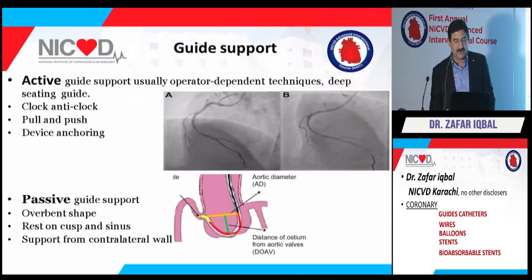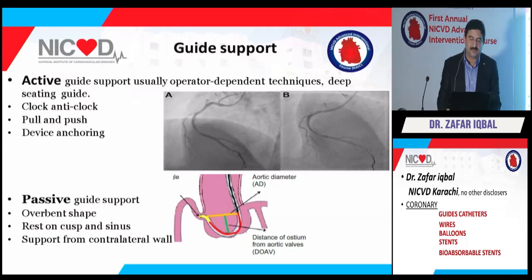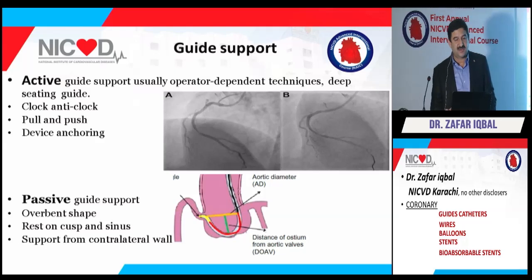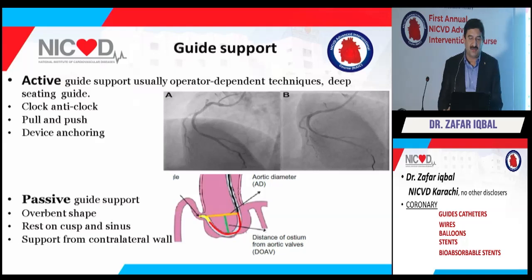Talking about the guide support, basically there are two types of support. One is active and the other is passive support. The active support is totally operator dependent. It depends on the operator's maneuvers, like clockwise or anti-clockwise rotation, pull, push, and device anchoring. But be aware that these maneuvers, while deep throating the catheter, can lead to complications.